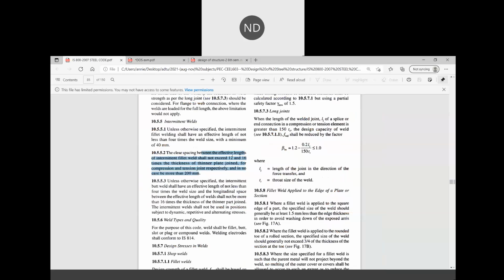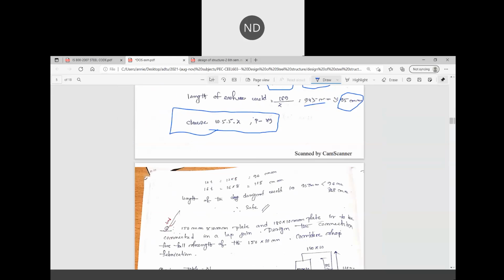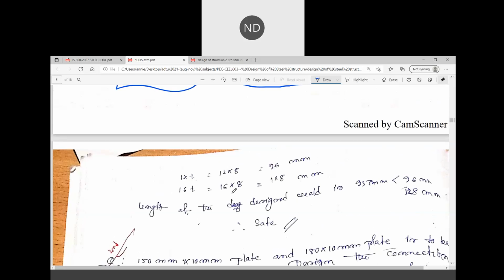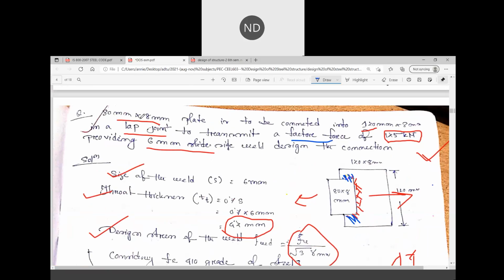shall be how much? The spacing between the effective lengths of intermediate welds shall not exceed 12 times and 16 times the thickness of the thinner plate. That means now we will check 12 times and 16 times. We are going to check these two, because that distance should not be more than this one. So the thickness of the thinner plate is how much? These two were plates of 80 mm into 8 mm. This one was 120 mm into 8 mm. So 8 mm is the thickness of the plate.